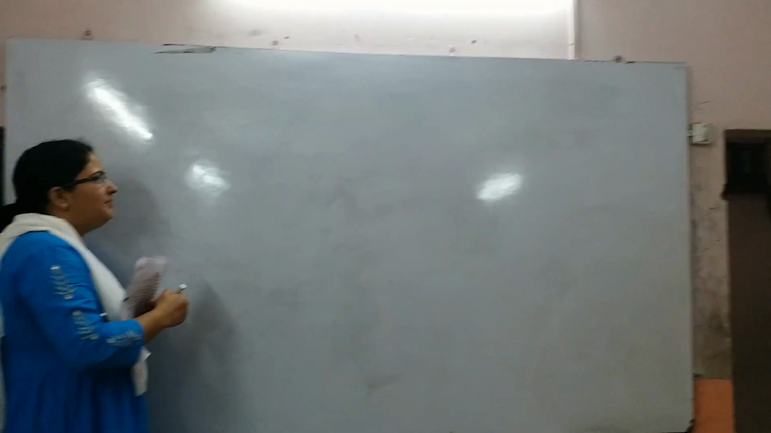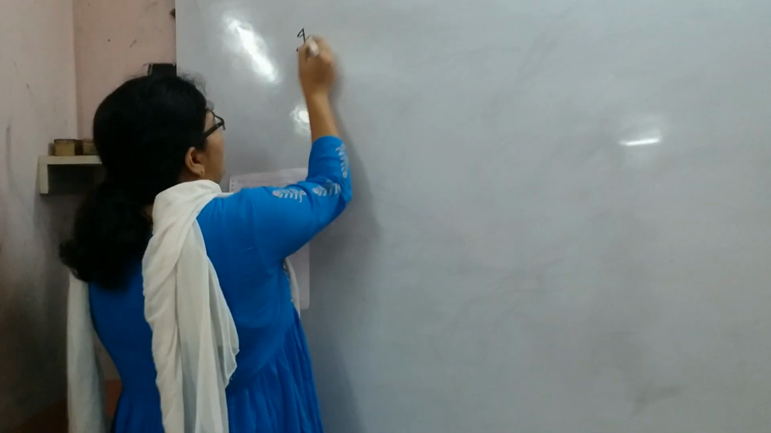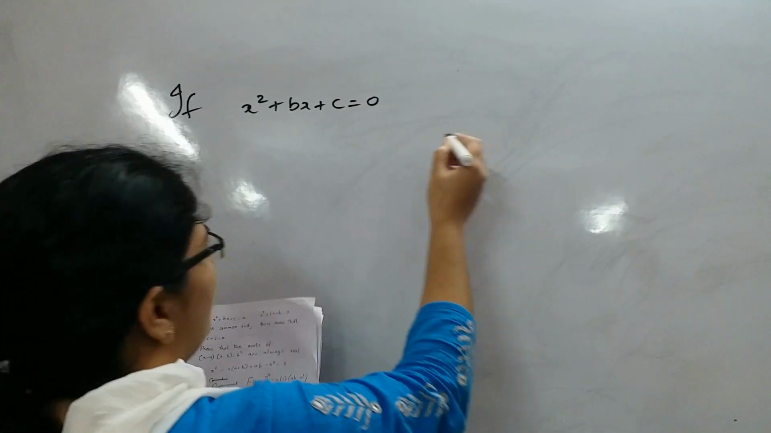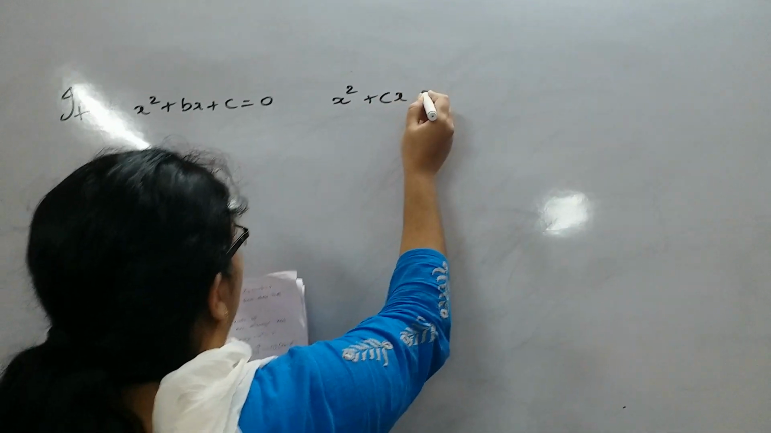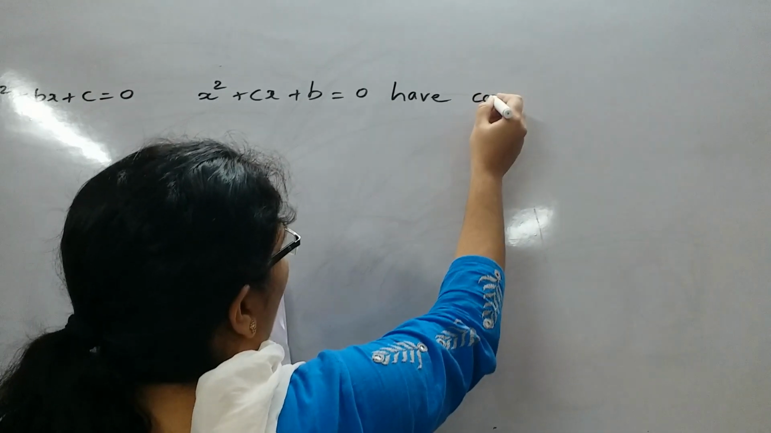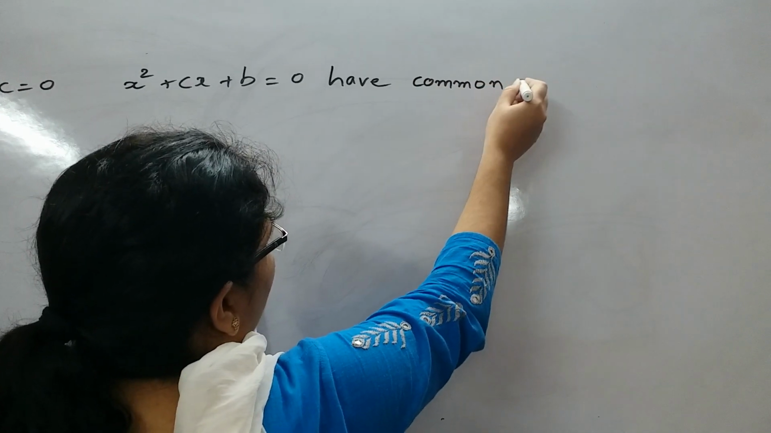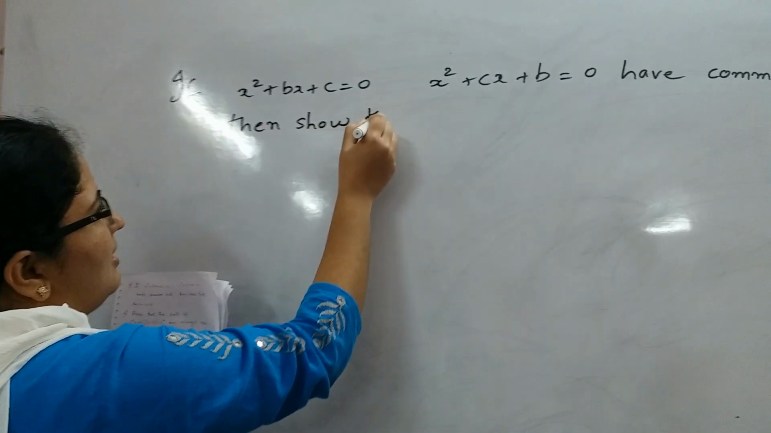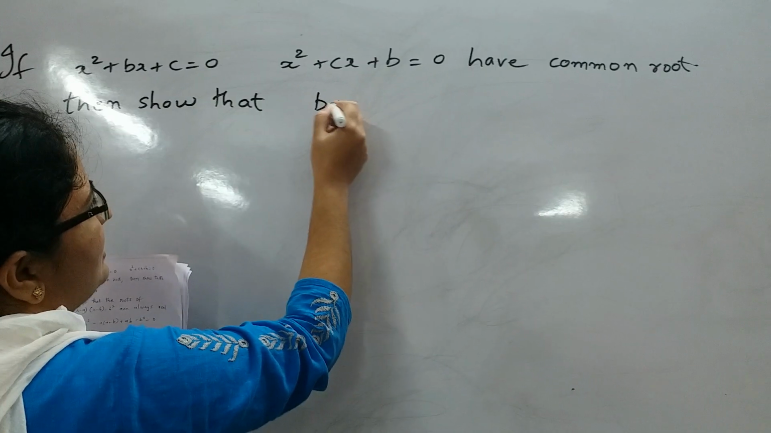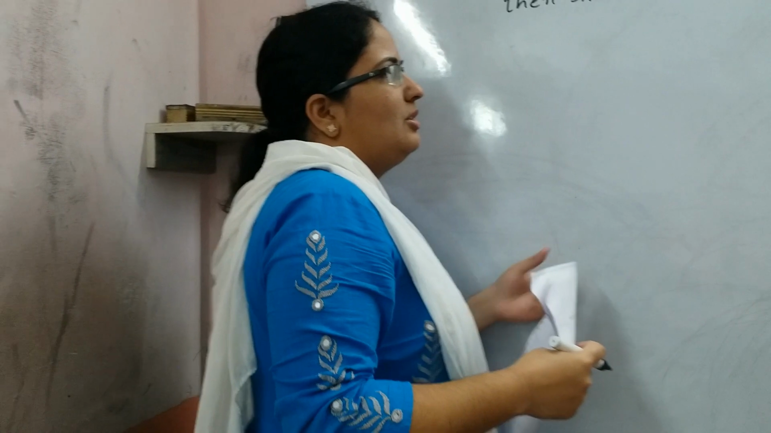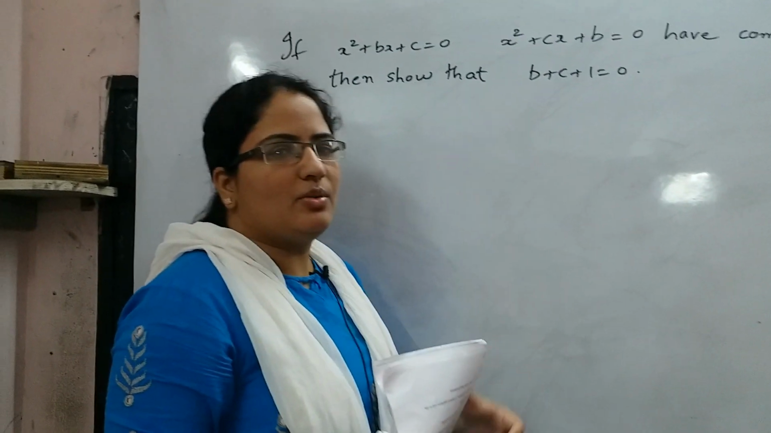First question for today. If x square plus bx plus c is equal to 0 and x square plus cx plus b is equal to 0 have a common root, then show that b plus c plus 1 is equal to 0. This is what we need to show, that b plus c plus 1 is equal to 0.